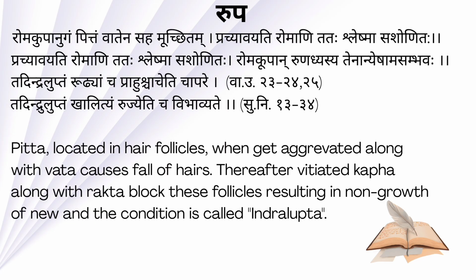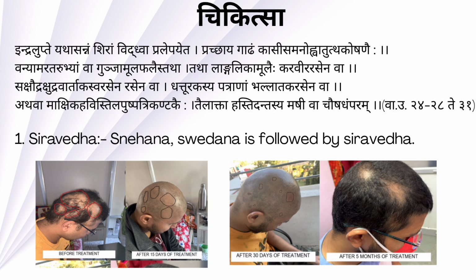Rupa of Indralupta. Romakoopanugam pittam vatena saha muchitam prachavayati romani tatah shleshma shonitah romakoopan runadhyasya tenayeshamasambhavah tat indralupta ruhyam cha prahuh iti cha apare. Pitta located in hair follicles, when aggravated along with Vata, causes fall of hairs. Thereafter, vitiated Kapha along with Rakta blocks these hair follicles, resulting in non-growth of new hair, and the condition is called Indralupta. Chikitsa for Indralupta.